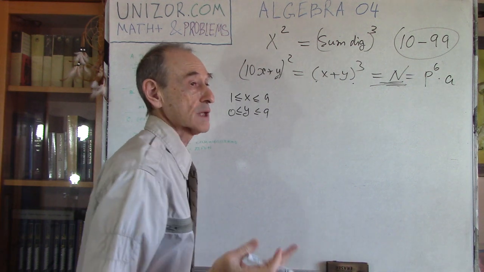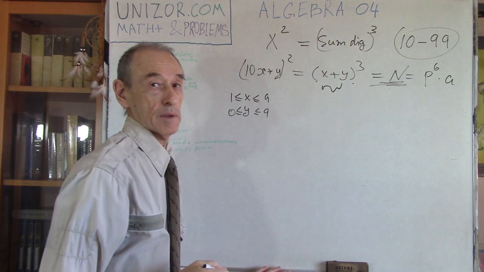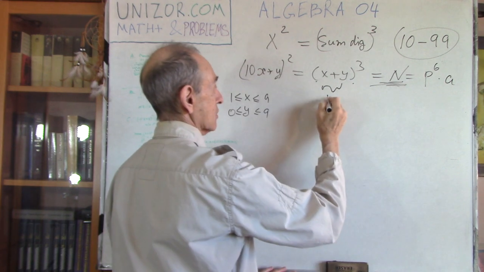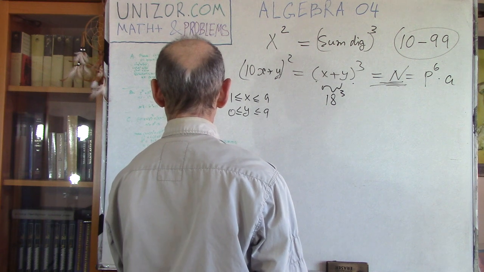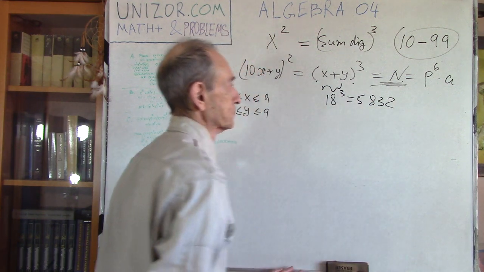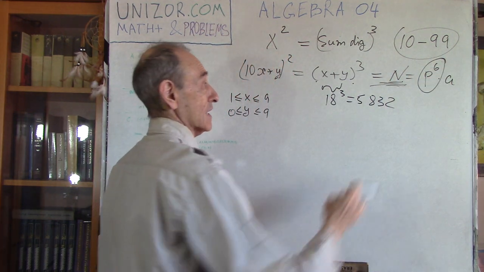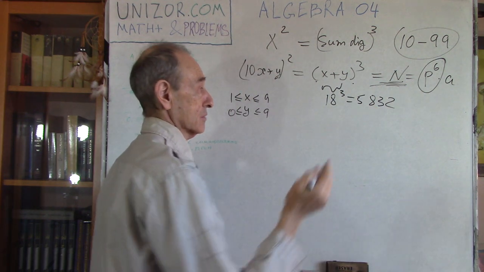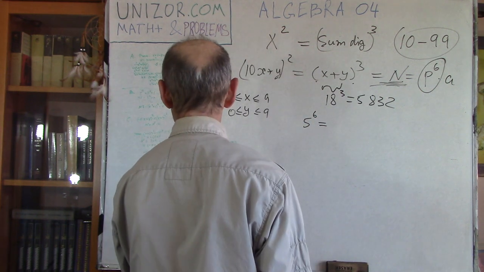Now, what kind of prime number may that be? What is the maximum value of x plus y? Well, the maximum value is, for the number 99, 9 plus 9, so it's 18. 18 cubed is 5,832. So, what kind of a prime number p might be that in the power of 6 it will still be less than this?